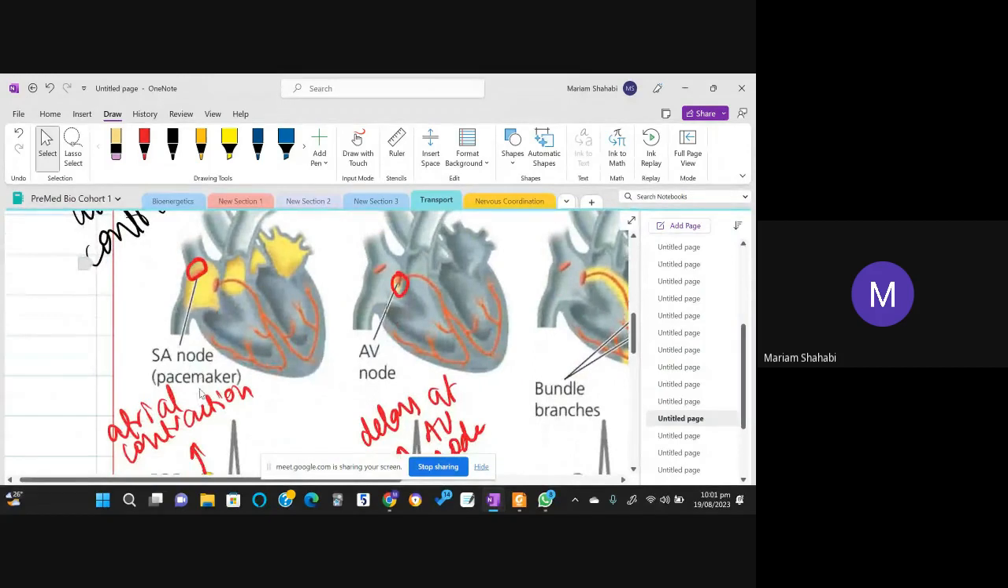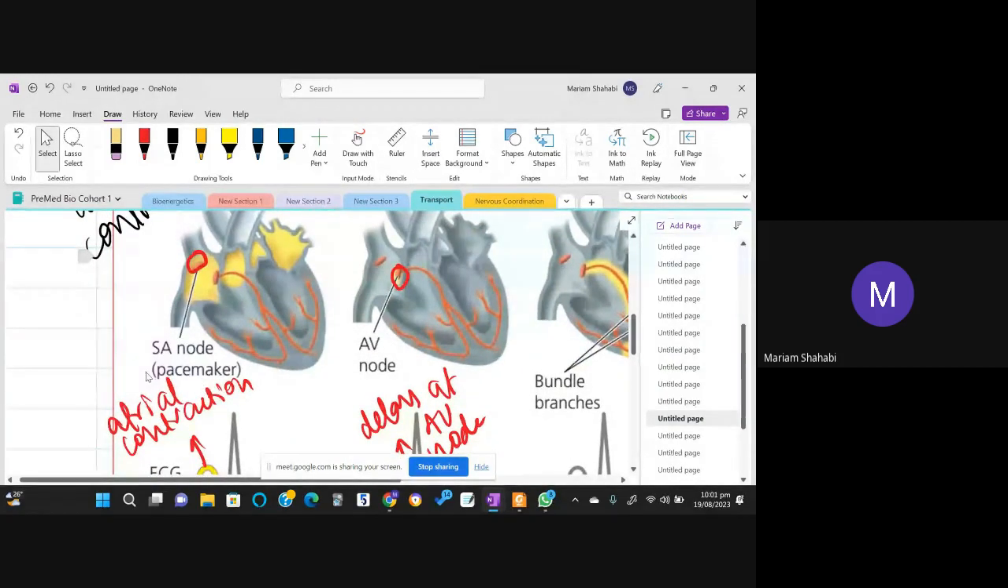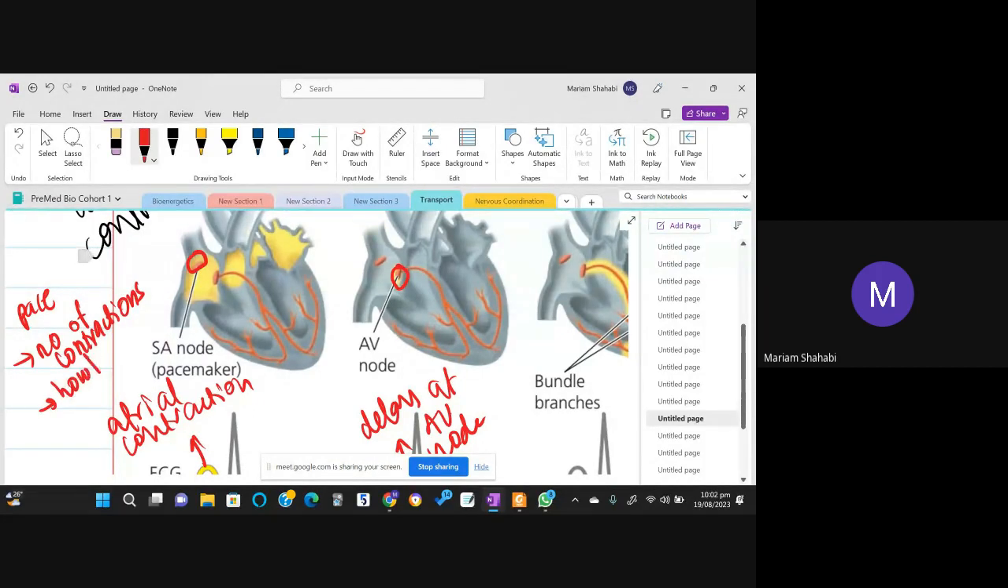So sinoatrial node is called the pacemaker. Why? Because it determines the pace. Pace का क्या मतलब है? Number of contractions and how long each contraction should last. That is the pace or the rhythm.